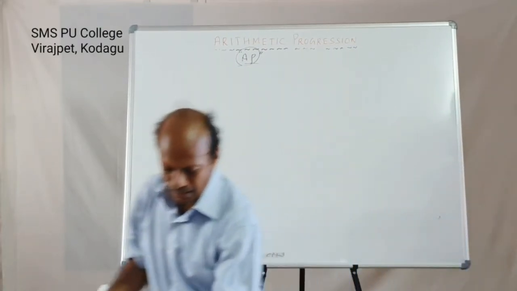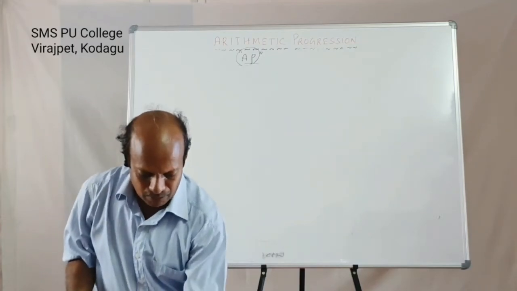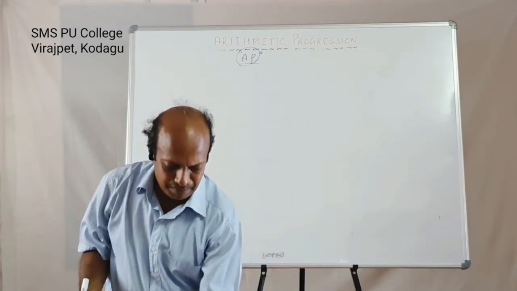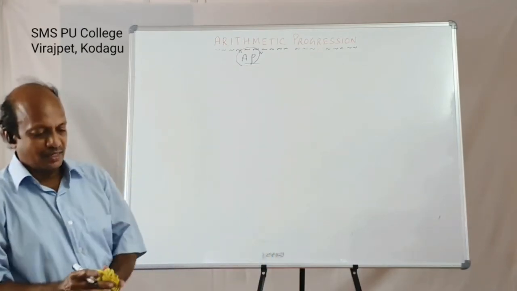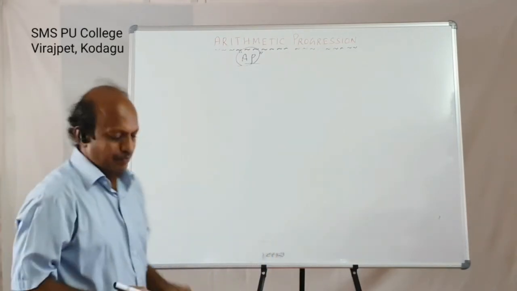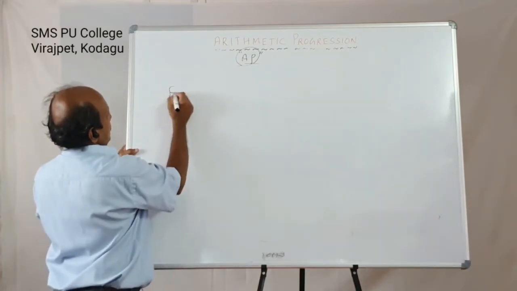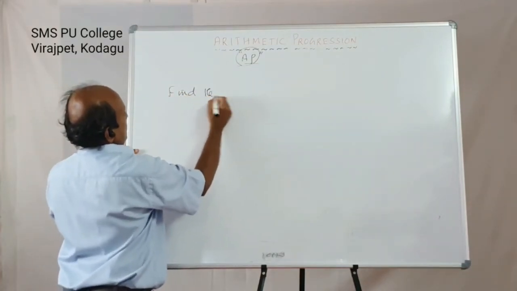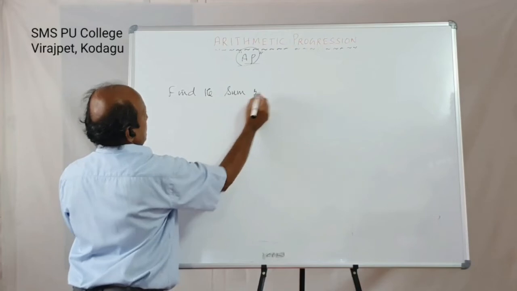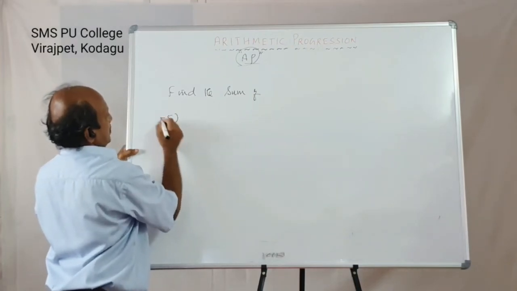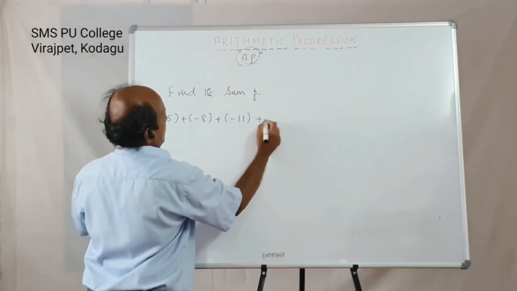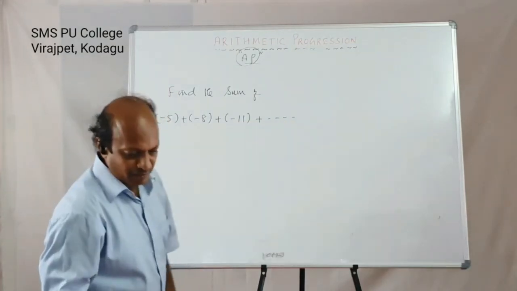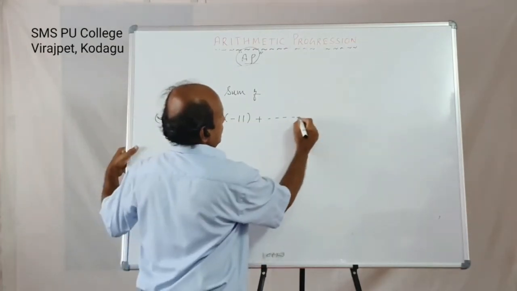Next, let us see another one or two problems related to the same type. So far, we have seen problems which are all positive. Right now, let us take a simple problem. Find the sum of minus 5 plus minus 8 plus minus 11 up to 240.